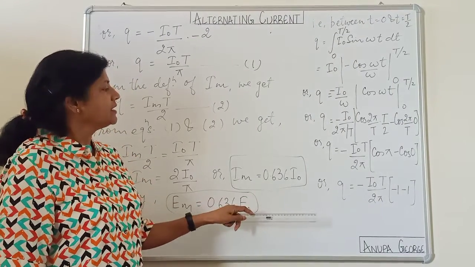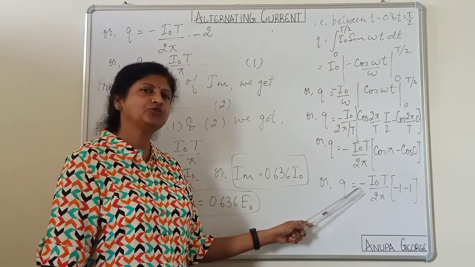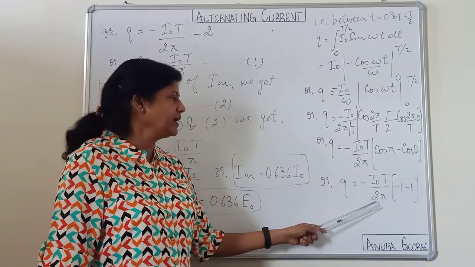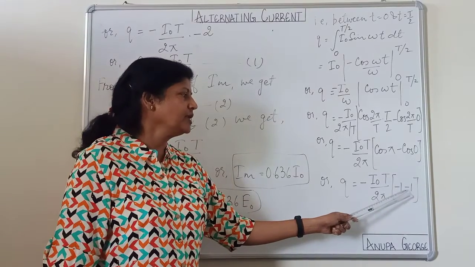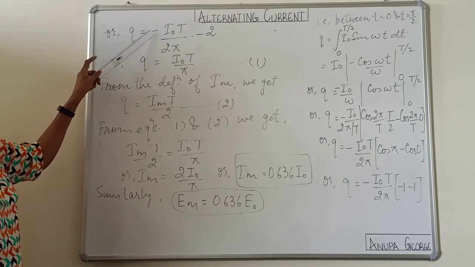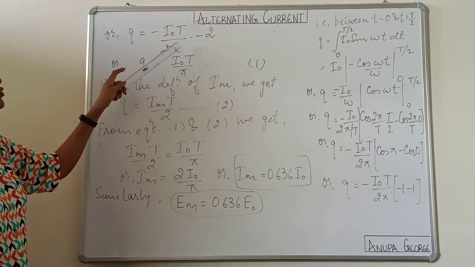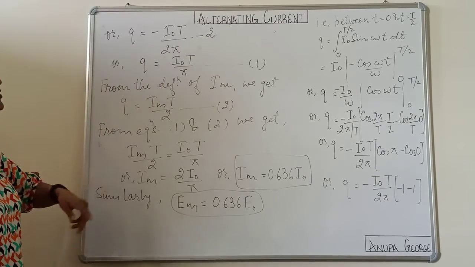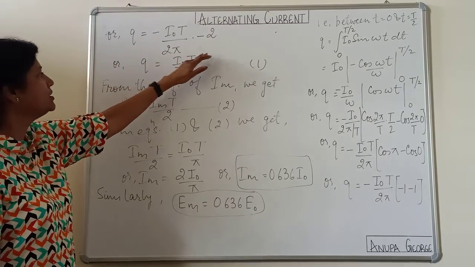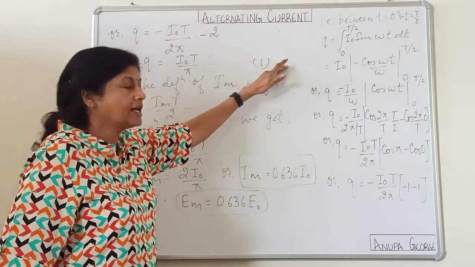Students, see, after integration we get q is equal to minus of I naught T upon 2 pi into minus of 1 minus of 1. It will be q is equal to minus of I naught T upon 2 pi into minus 2. The 2 will cancel out, minus minus will become plus. So we get q is equal to I naught T upon pi. Let it be equation number 1.